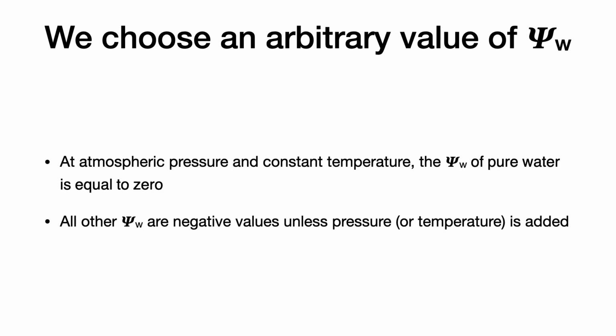This means that all other water potentials are negative values unless pressure has been added to the plant in some way to raise the water potential value, or temperature for that matter as well. But in our considerations of water potential, we are assuming constant uniform temperature. So just remember that we will always see negative water potential values. And that means that the more negative they are, the less free energy they have.